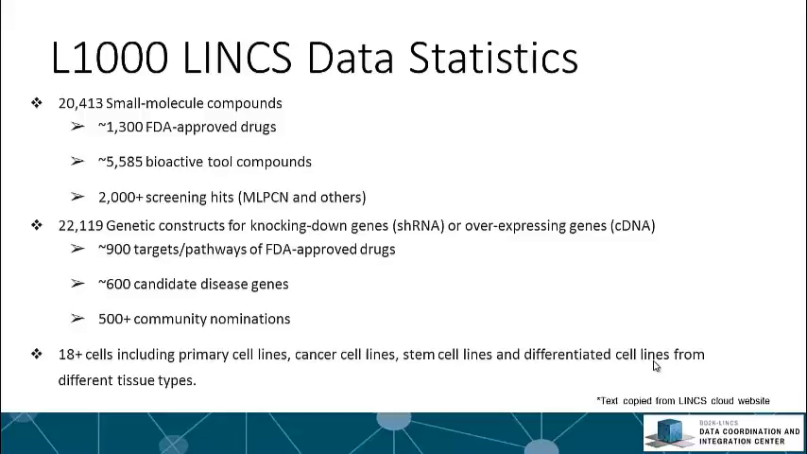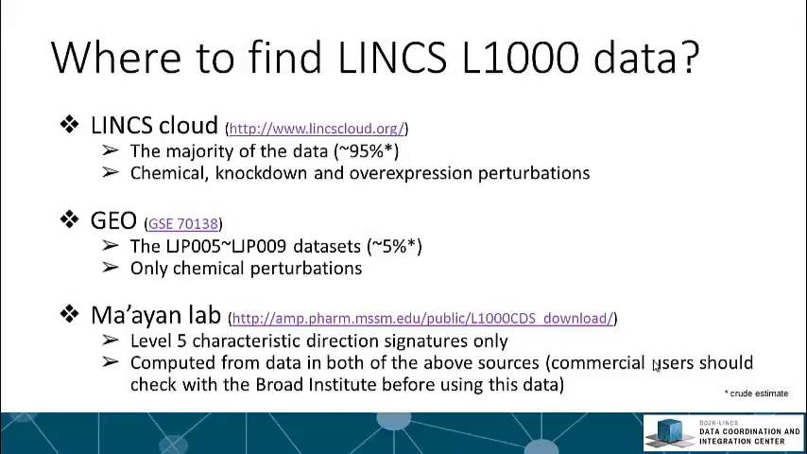The datasets covered more than 18 cell types, including primary cells, cancer cell lines, stem cell lines, and differentiated cell lines from different tissue types. So here we arrive at the question that is probably most important to your audience: where to find the LINCS L1000 data? There are 3 locations to find and download the data. They are LINCS Cloud, GEO, and the Ma'ayan Lab website.